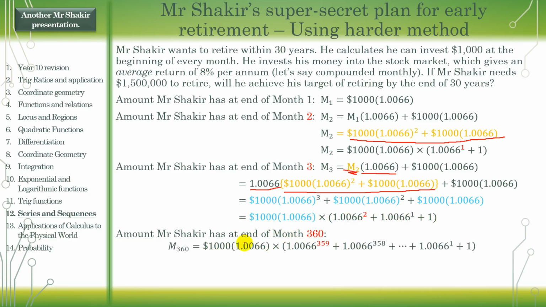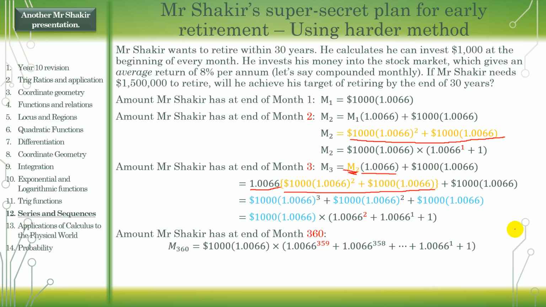That's going to remain the same, times by, and inside the bracket, see, this is 3 and became 2. This is 2 and it became 1. Right, so at 360, it's going to become 359 plus 358 plus all the way up to 1. So it's a pattern. We've established a pattern.